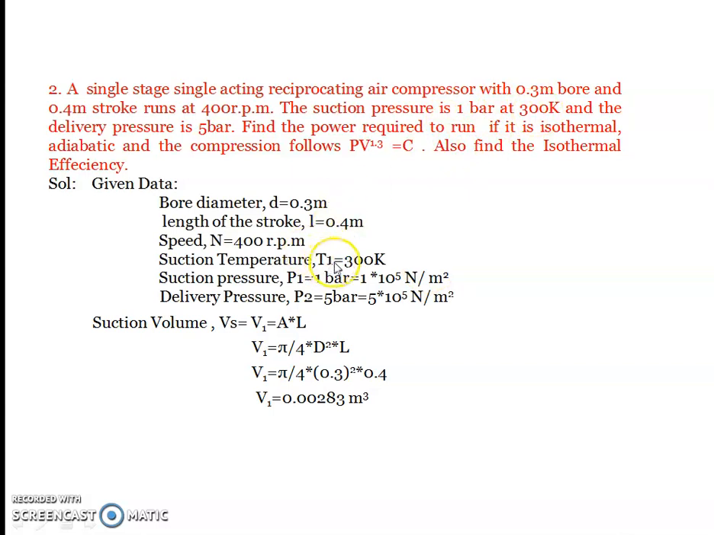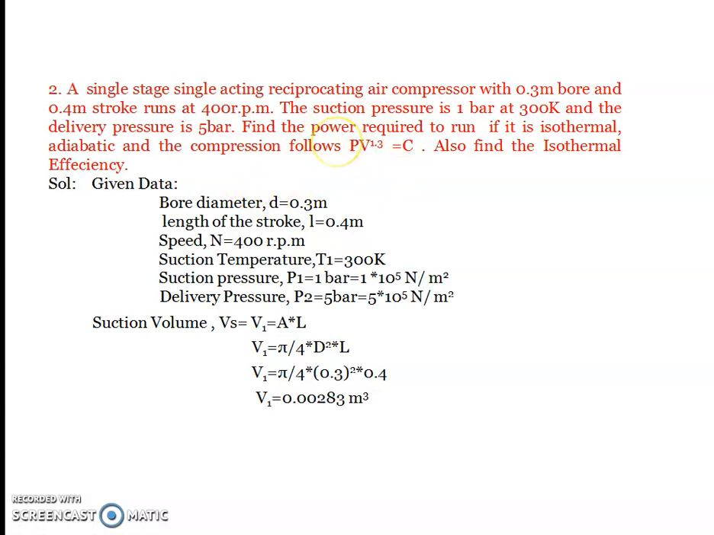So T1 = 300 Kelvin and delivery pressure is 5 bar. So delivery pressure P2 = 5 bar. So that is 5 × 10^5 Newton per meter square. And the compressor follows PV^1.3 = constant. That is the n value. Polytropic index n = 1.3.